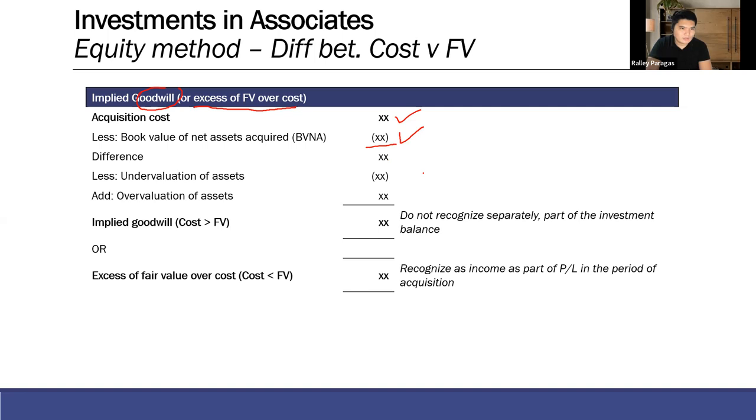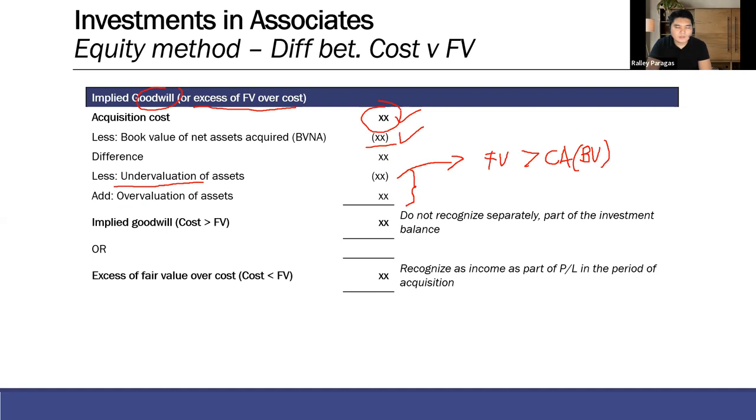So if we have undervalued assets, i-deduct natin yun dun sa difference. And if we have overvalued assets, i-add natin yun dun sa difference. Basically, just the opposite of each other. Okay, so ang ibig sabihin nito, kapag meron kang asset na mas mataas yung fair value kaysa sa carrying amount or sa book value, ang ibig sabihin nun, a portion of the acquisition cost is attributable to this difference. Kaya mo i-deduct itong difference na to.